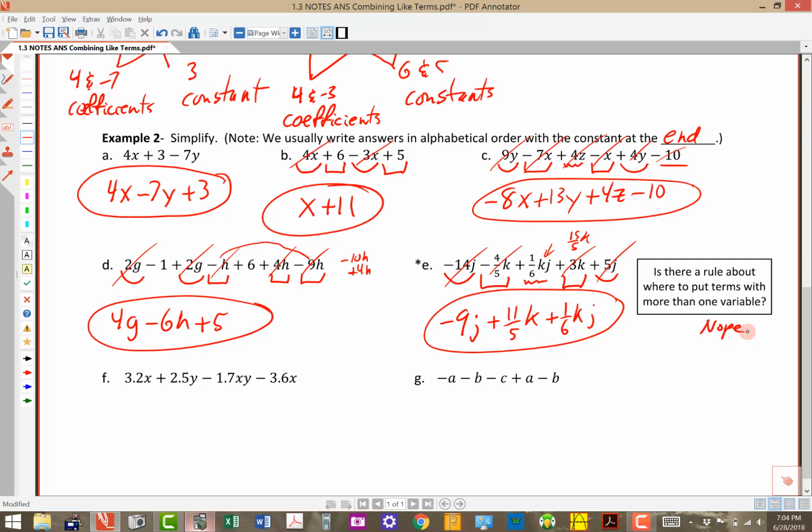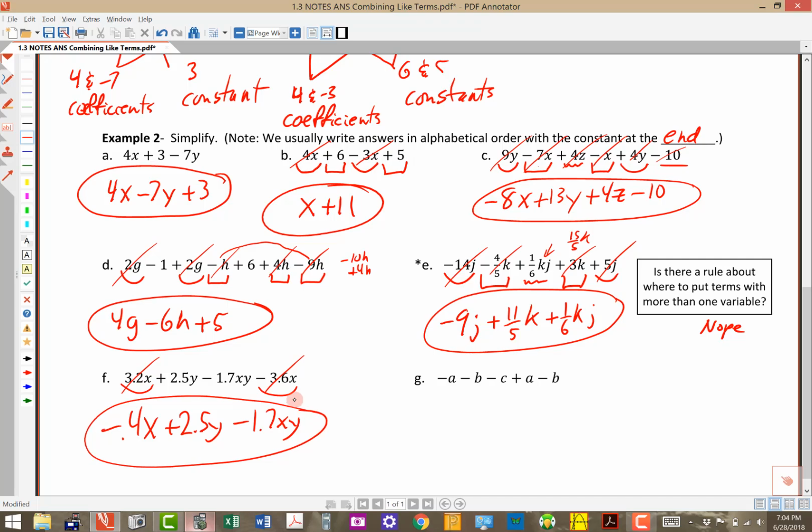So let's take a look at the next one. Let's see, we've got some decimals right here, so that ought to be fun to work with, and we've got a double variable right there. So let's take a look at this. I'm going to combine the x terms together. 3.2x minus 3.6x, that's going to be negative 0.4x. Done with those guys right there. Again, feel free to double check me on the calculator. This xy term can't be combined with any of these others because it's got both of those variables. So all we can do here is write down the 2.5y, write down the 1.7xy, and then we're going to call it quits right there. That is the simplified answer.